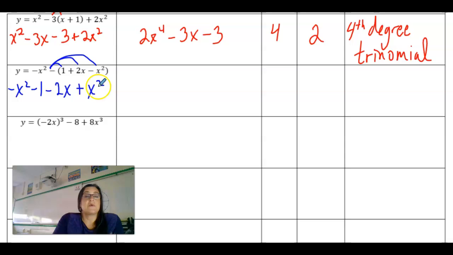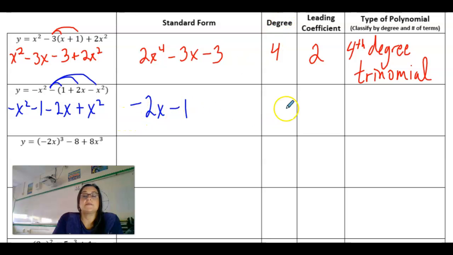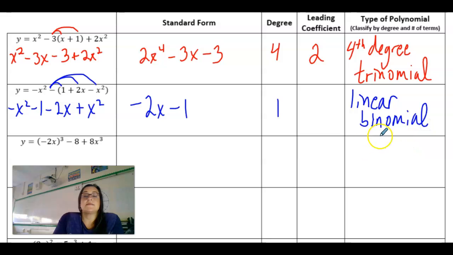Negative x squared plus x squared is 0. Then my linear term would be first, so negative 2x, and then my constant, which is a minus 1. Okay, so when I'm classifying by degree here, this is a degree 1 polynomial, I would call that linear. And when I'm classifying by number of terms, I have 2 terms, so this is a linear binomial. And its leading coefficient is negative.